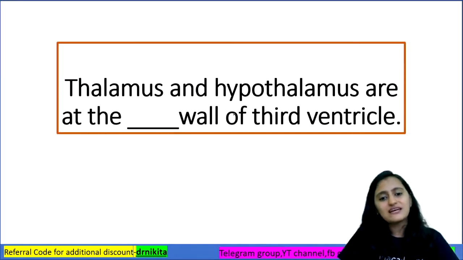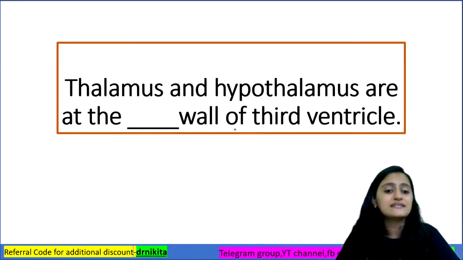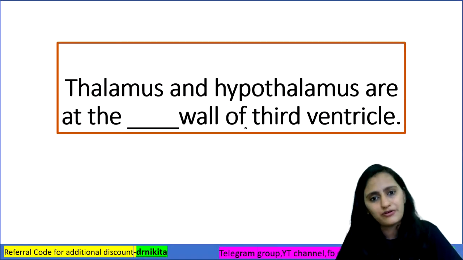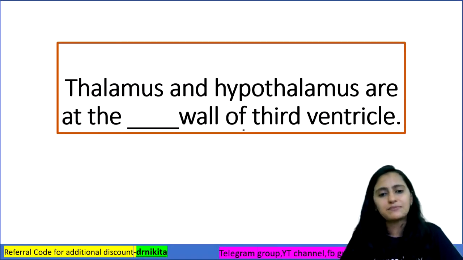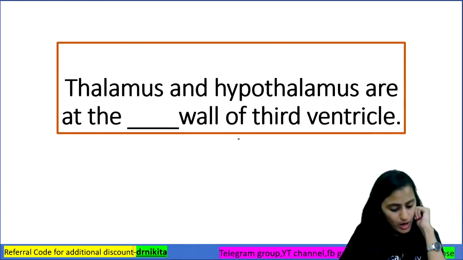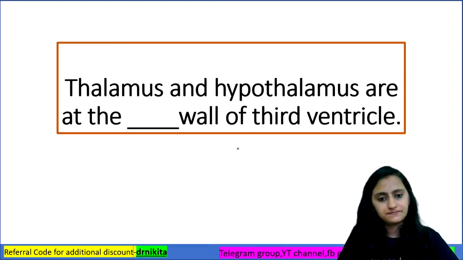Now the next question: thalamus and hypothalamus, they are present at what wall of the third ventricle? Anterior, posterior, medial or lateral? What wall of the third ventricle?